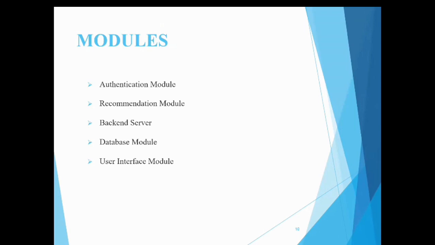Next one is the recommendation module. This module gives suggestions. The user types in their symptoms and selects the type of medicine they want, like allopathy or Ayurvedic. Based on this, the system recommends the best suitable medicine.